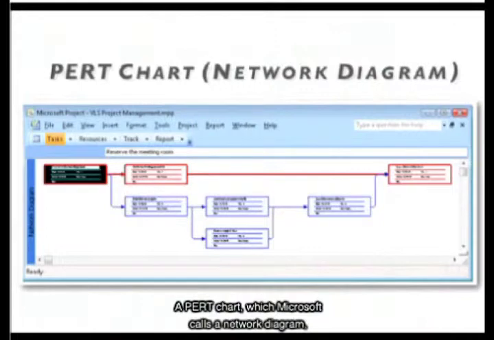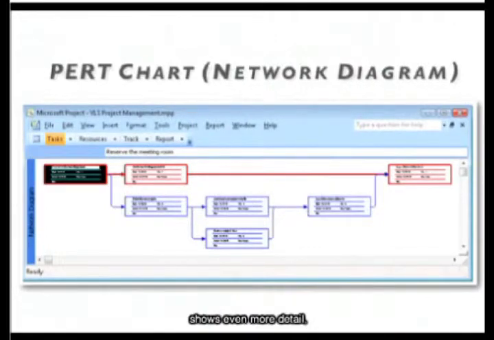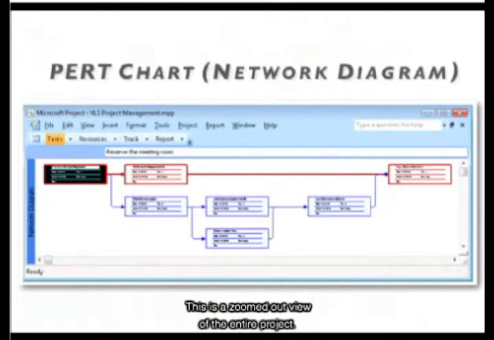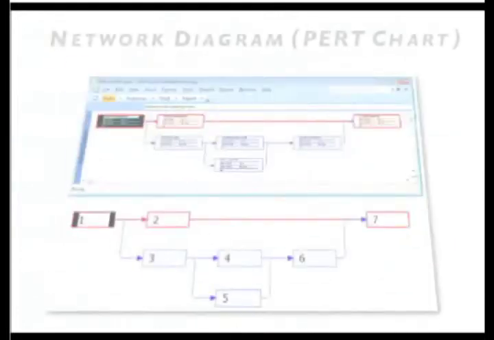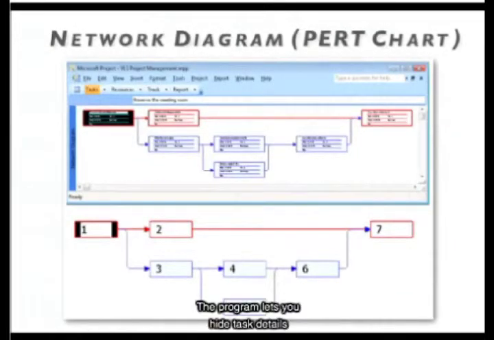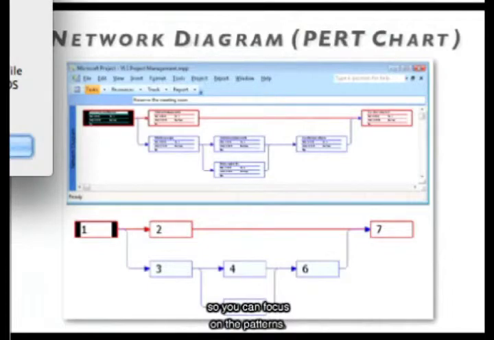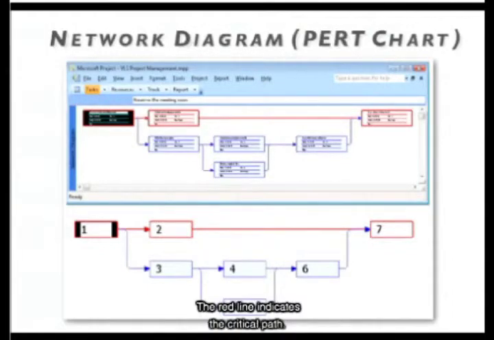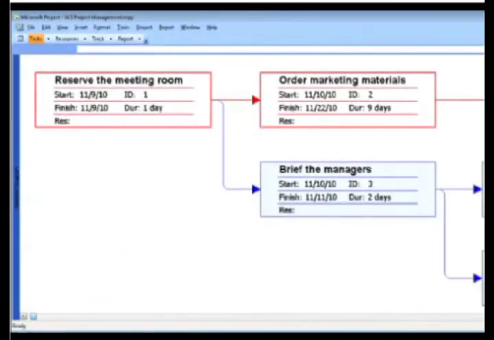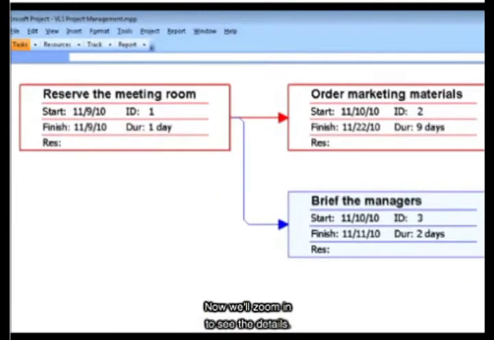A PERT chart, which Microsoft calls a network diagram, shows even more detail, including start and finish dates. This is a zoomed-out view of the entire project. The program lets you hide task details so you can focus on the patterns. The red line indicates the critical path. Now we'll zoom in to see the details.